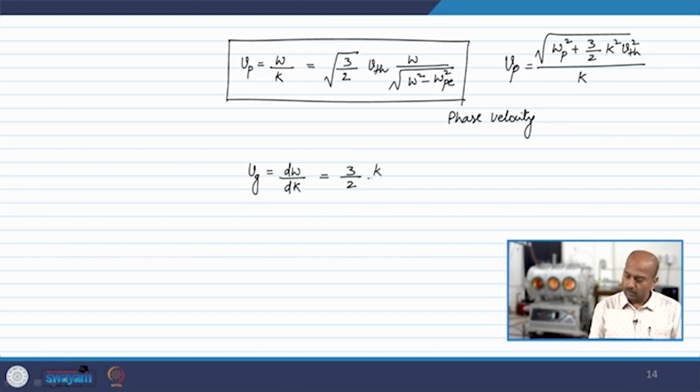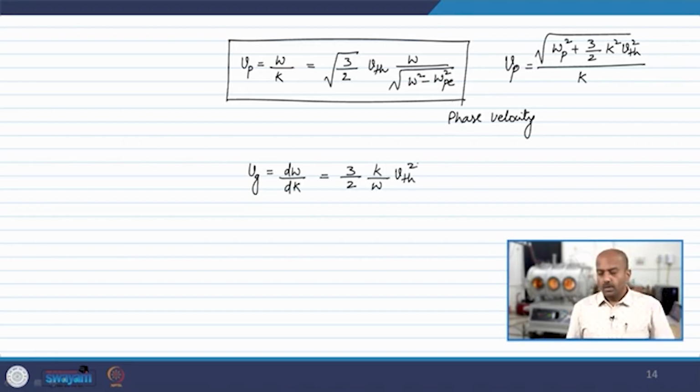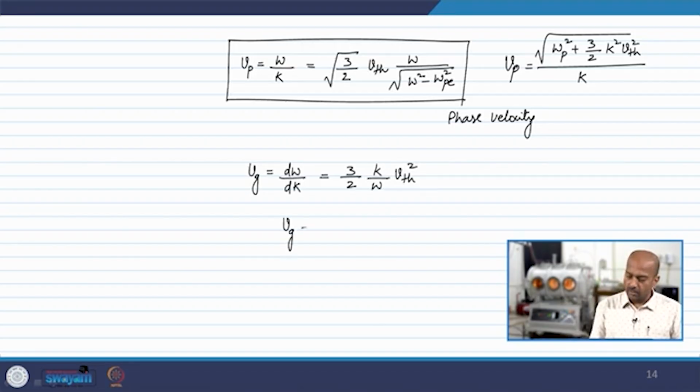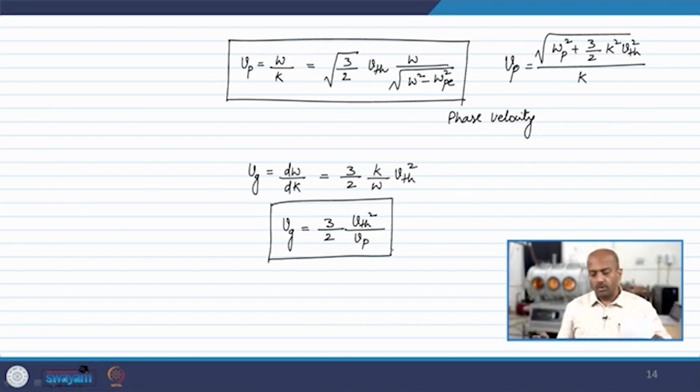Now, when you calculate Vg, the group velocity, Vg is d omega by dk, which equals 3 by 2 k by omega Vth square. Just take a derivative and you will get this, or Vg can be simplified to write it as 3 by 2 Vth square divided by Vp. The group velocity is 3 by 2 times the thermal velocity square divided by Vp. Right. So, this is something about the electron plasma wave, which is actually transporting energy from one point to another point.